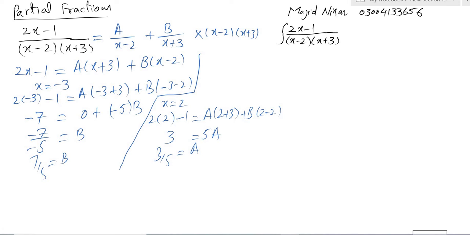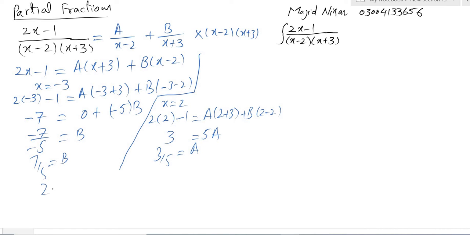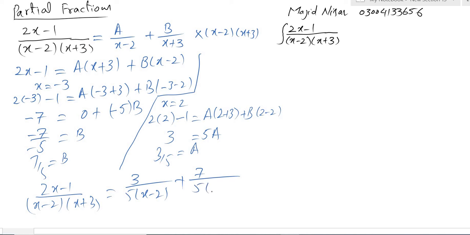We can say that now this equation can be written as 2x minus 1 over x minus 2 into x plus 3 is equal to, with a being 3 over 5, 3 over 5 into x minus 2, and b being 7 over 5, 7 over 5 into x plus 3. So these are the partial fractions.